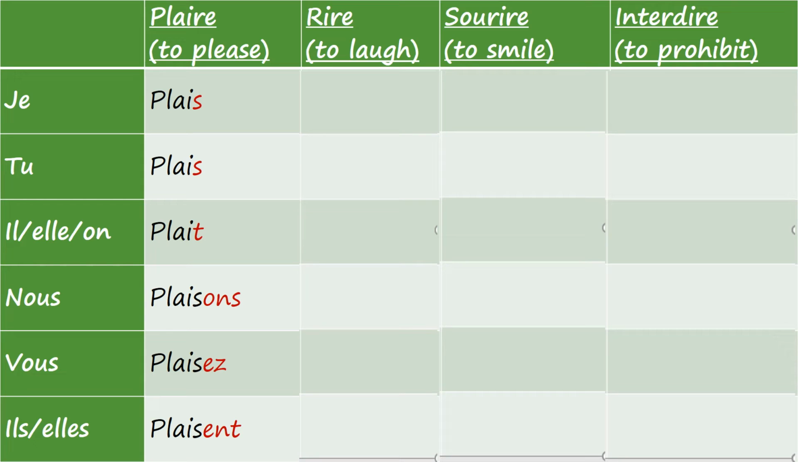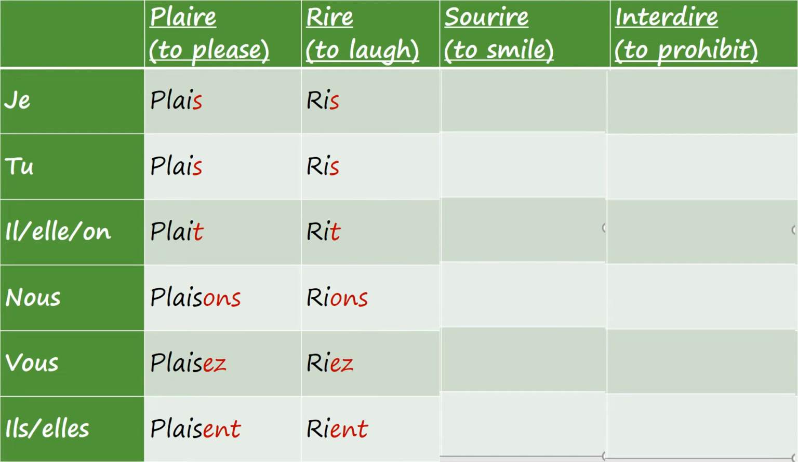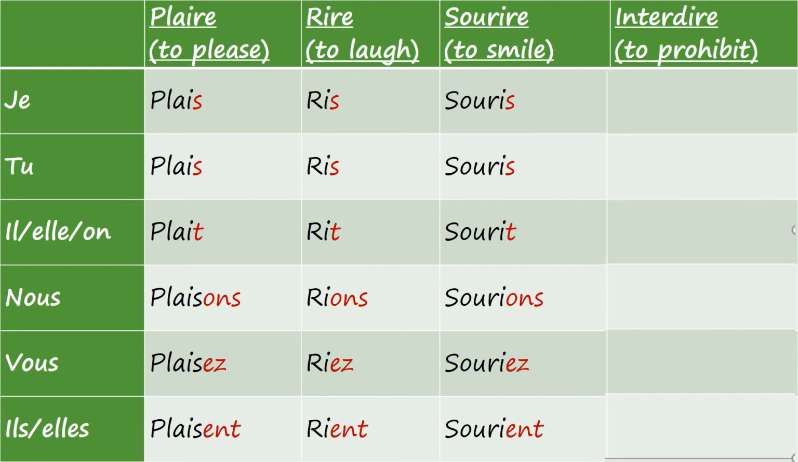What will be the conjugation of the verb rire then? Je ris, tu ris, il rit, nous rions, vous riez, ils rient. The verb sourire: je souris, tu souris, il sourit, nous sourions, vous souriez, ils sourient. Last one, try to do it by yourself and then see the answer.